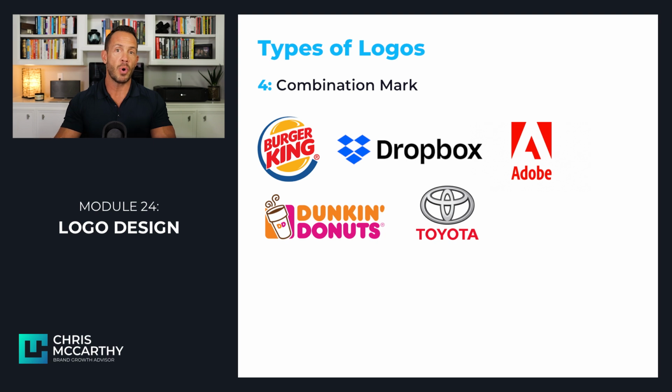Logo type number 4 are combination marks. When you combine a pictorial mark with a word mark, you get a combination mark. This is when the logo includes the brand name and the symbol or unique graphic. The name can either be placed next to the symbol or integrated within the symbol to create a complete graphic. Examples of combination marks are Burger King, Dropbox, Adobe, Dunkin' Donuts, and Toyota.